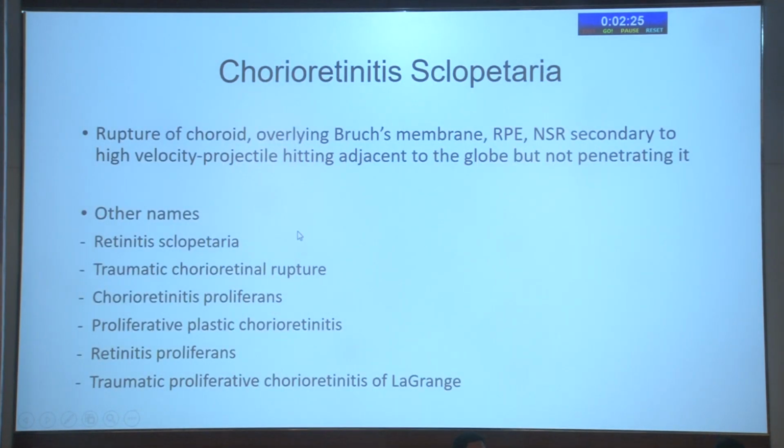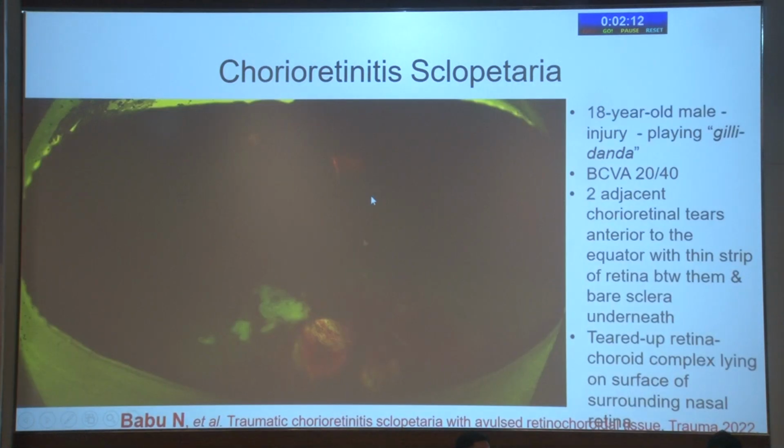Then another severe complication is chorioretinitis sclopetaria. It is the rupture of choroid overlying Bruch's membrane, RPE, neurosensory retina, and happens secondary to a high velocity projectile which hits the globe but does not penetrate it. So this is an 18-year-old patient who received trauma while playing gilli danda.